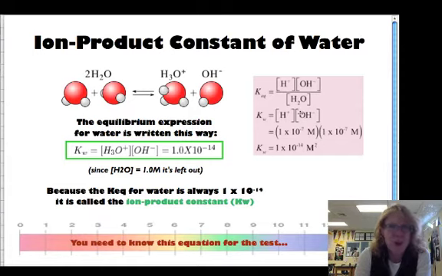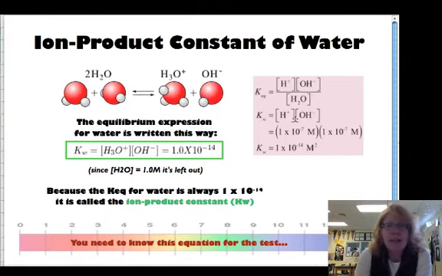The concentration of water is 1. I know it sounds kind of funny, but water is always 1 mole per liter. It's kind of a definition of what water is. You can't get more concentrated than water. So I know it's kind of a weird thing, but it's left out. And that's why they change it from a KEQ to something called a KW. This is the ion product constant of water.